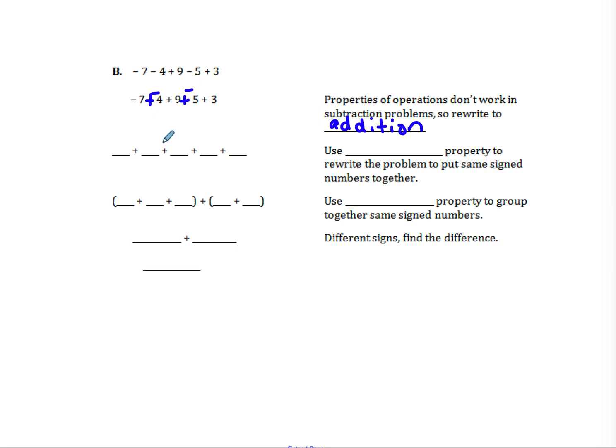I'm going to rewrite them to put my same sign numbers together. I do not have any inverses in this problem. So I'm using commutative property, but this time instead of using commutative to put inverses together, I'm using commutative to put all the positives together and all of the negatives together. So I'm going to put my negatives first only because I can see down here that I have 3 lines that are going to be grouped together below. Doesn't really matter. Okay, -7, -4, and then my other negative is this -5. And then I have a +9, and I have a +3.